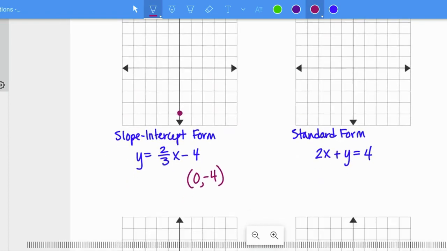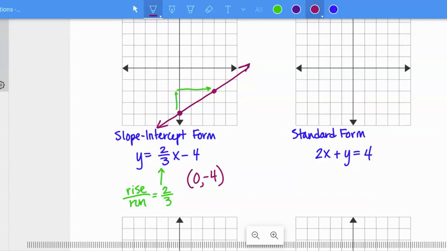And then I can use the slope, right? The number in front of x, or the coefficient of x, is our slope, telling us a ratio of rise to run. In this case, my ratio is 2/3. So from this y-intercept, I can rise 2 and run 3, and I can make another point that will be on my line. And that gives me 2 points to connect and draw that linear equation.